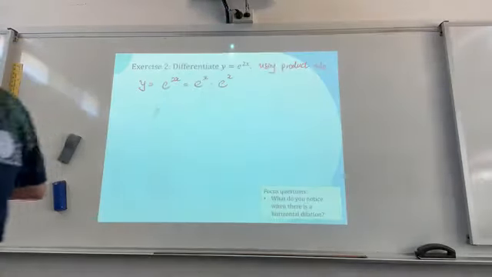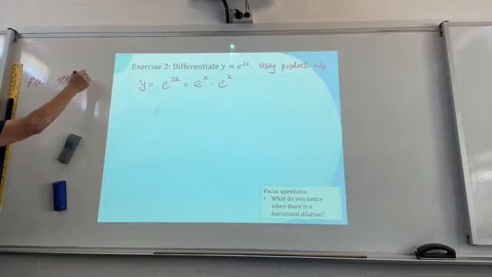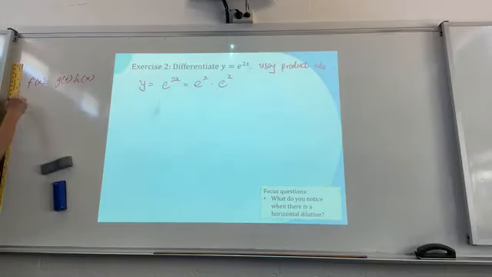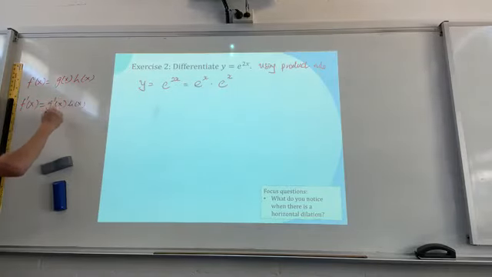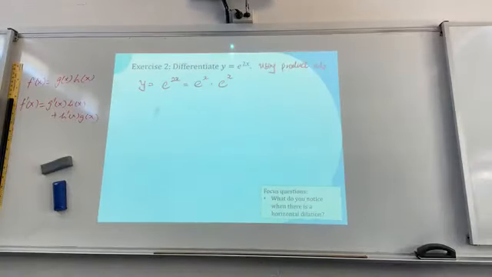Product rule: if f(x) equals g(x) times h(x), we've got the first derivative of f(x) is g dash x times h of x plus h dash x times g of x. Correct. So what can you observe? What happened in this case?